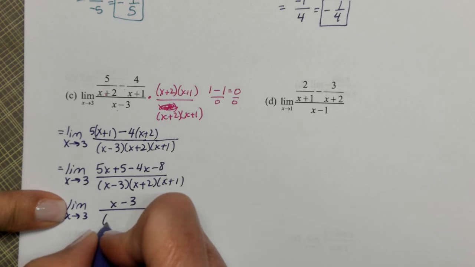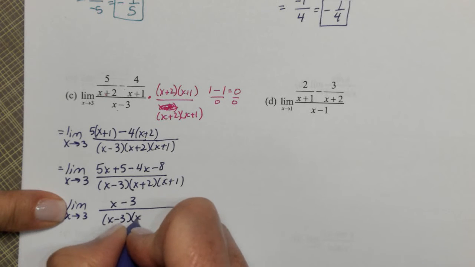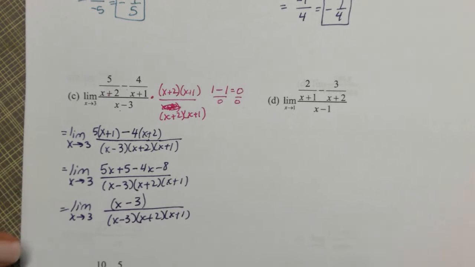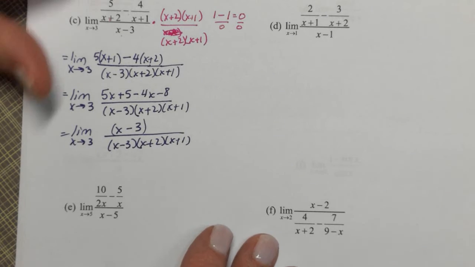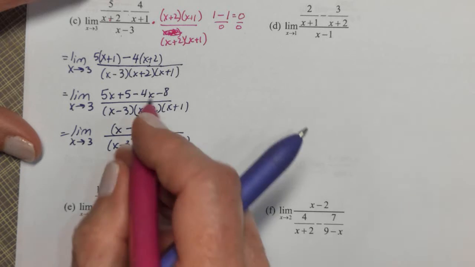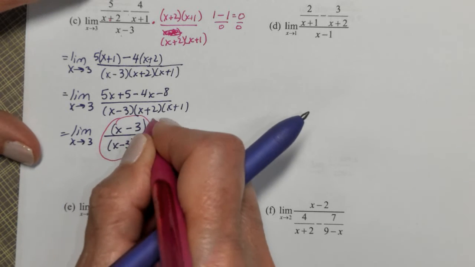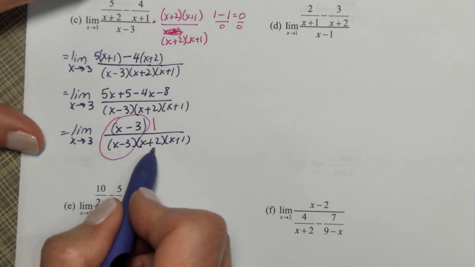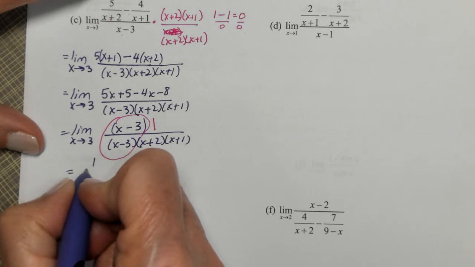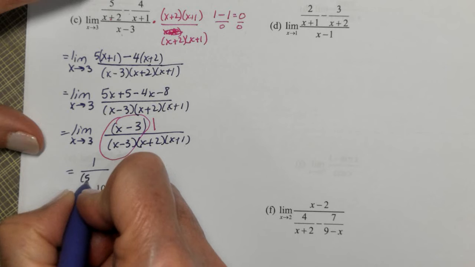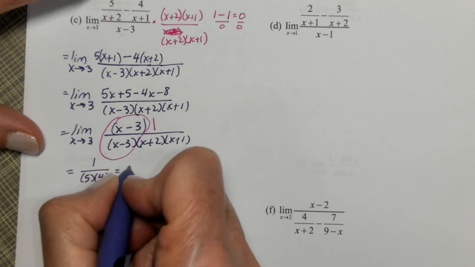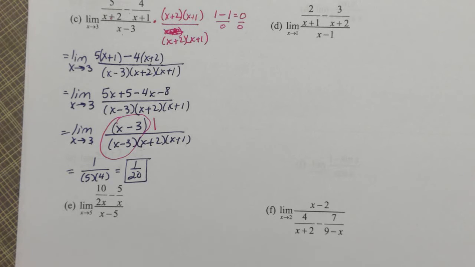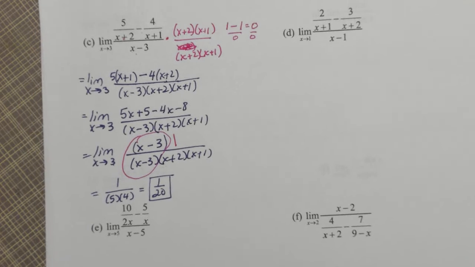Okay? 5x minus 4x is x. 5 minus 8 is a -3. And we found the hole. x minus 3 and x minus 3, x minus 3 on top and bottom. There's our hole. They reduce to 1. Put 3 into the remaining x's, and we get 1 over 5 times 4, which is 1 over 20. So that limit reduced to 1 over 20.